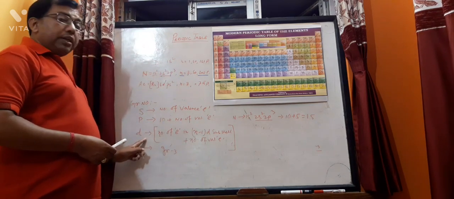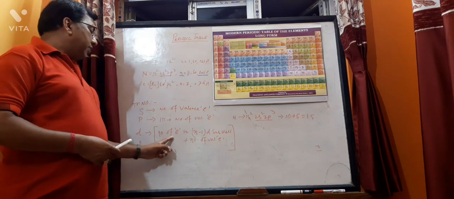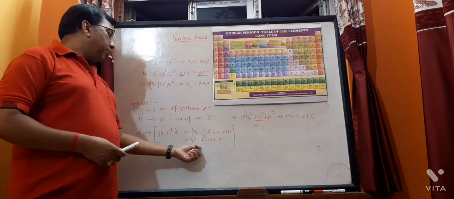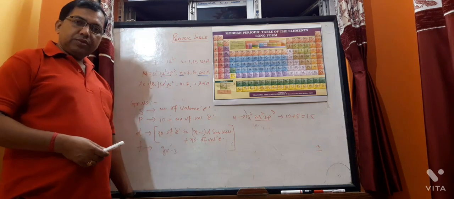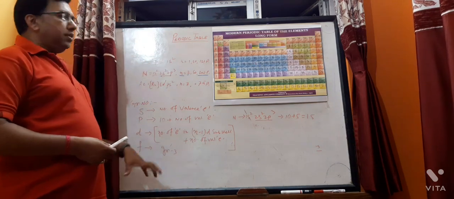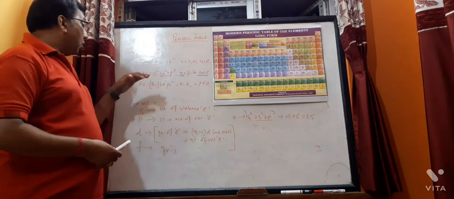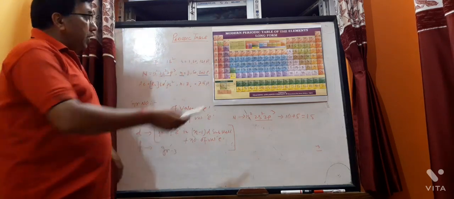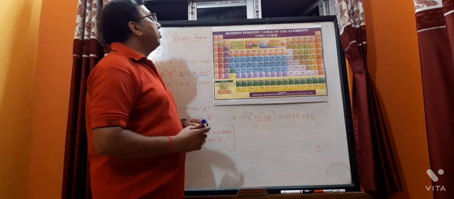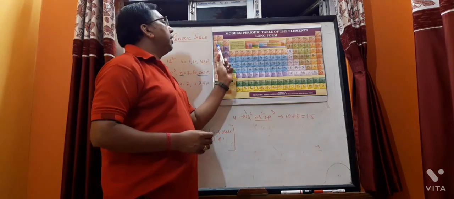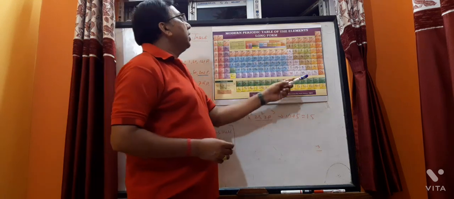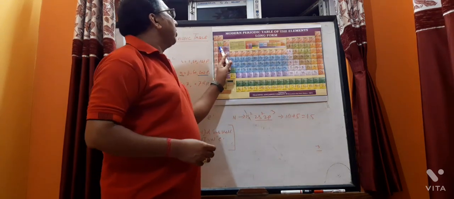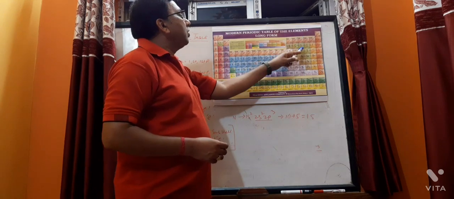In case of d-block elements, it will be the number of electrons in the (n minus 1)d subshell plus the number of valence electrons. In this way, you can easily find out in which group the element exists. Suppose I find out for nitrogen, N: it is in the second period and 15th group.